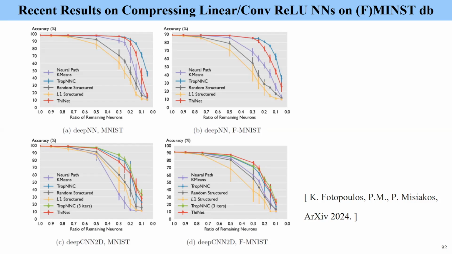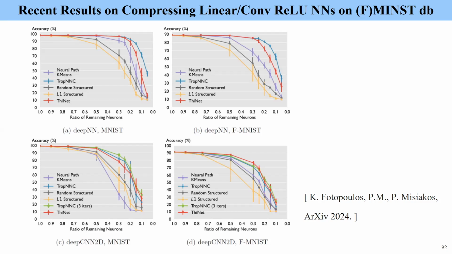So we have several baseline approaches. What are the baseline approaches? The L1 structure, the random structure. Random means you throw away randomly some neurons. L1 means you throw away the neurons whose L1 weight norm is less than a threshold. The state-of-the-art approach is the ThiNet.